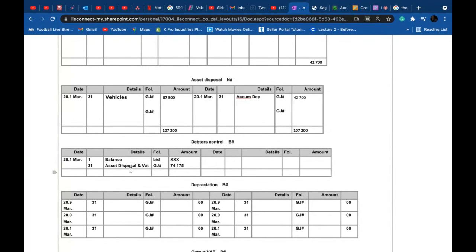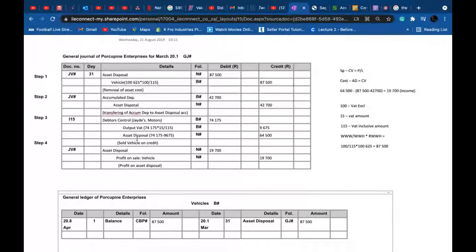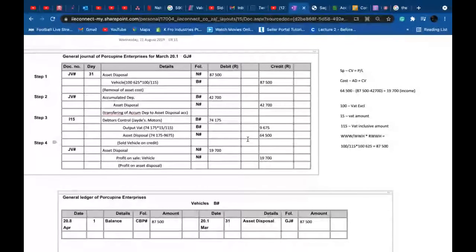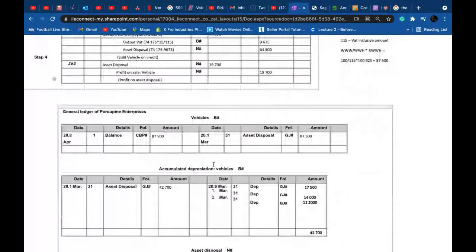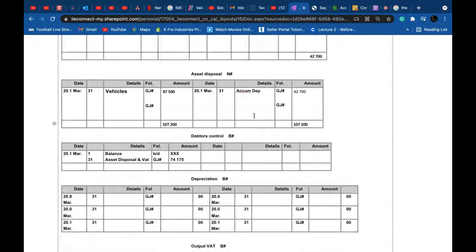So now, can you see we debited here, so we needed to credit here, which is what we also did in the general journal. Can you see? Asset disposal was credited, so we're crediting that. And there what we're going to write is the debtors control. Where am I? Asset disposal.